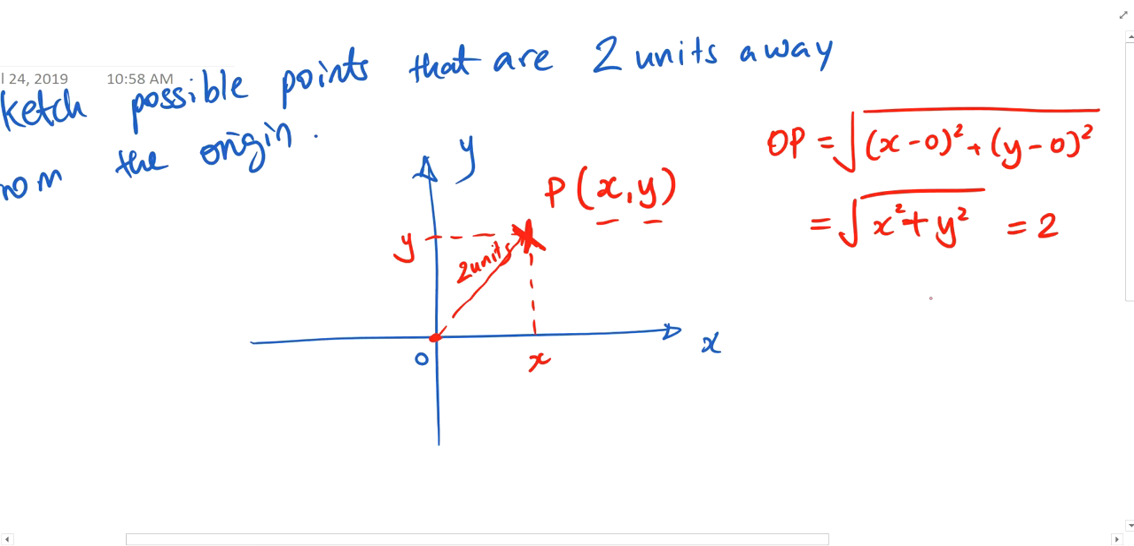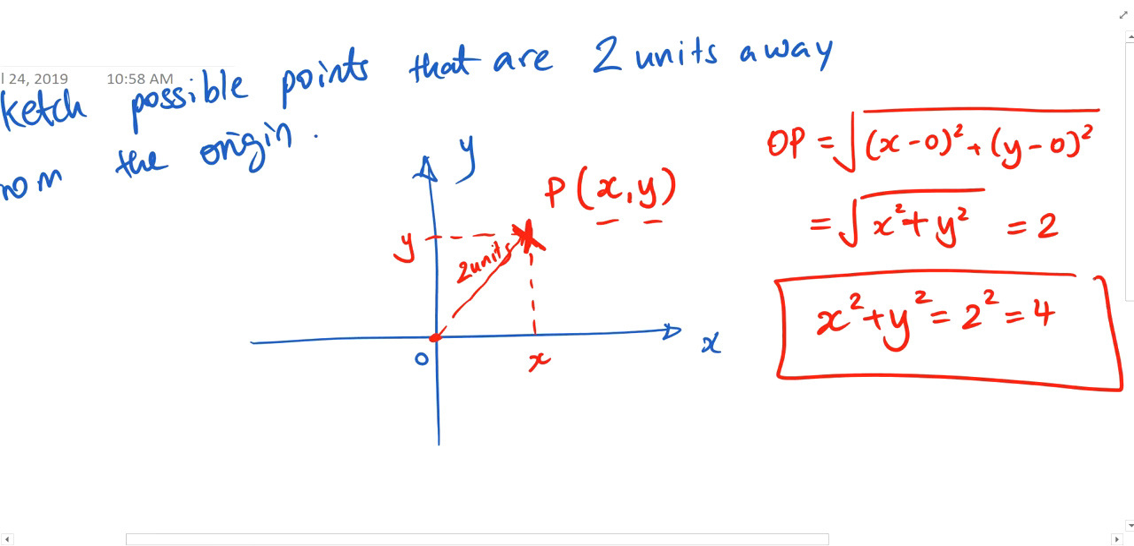Now, we usually don't like to have a square root in our equation. So instinct tells you, let's just square it. x squared plus y squared equals 2 squared, which is 4. This is the equation of a circle with a center of (0, 0) and a radius of square root 4, which is 2. Okay? Let's generalize this.